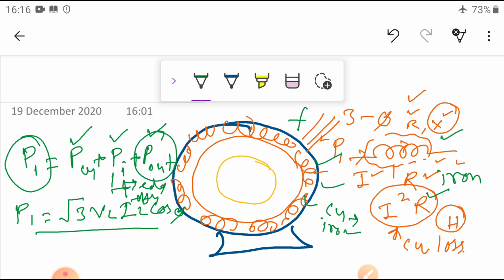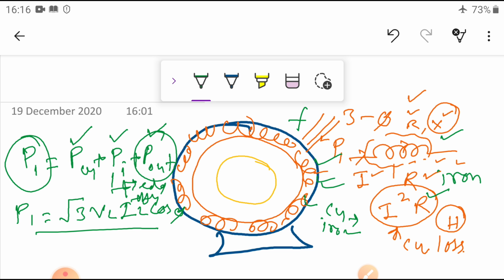So we use laminations to reduce the eddy current losses, and we have used high silicon content material to reduce the hysteresis losses. Even then there is a small amount of iron losses in the stator, and some copper losses are also present in the stator.